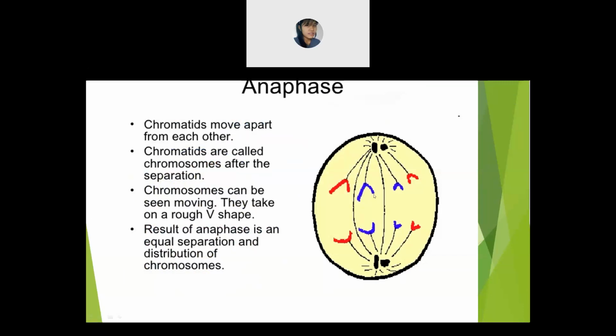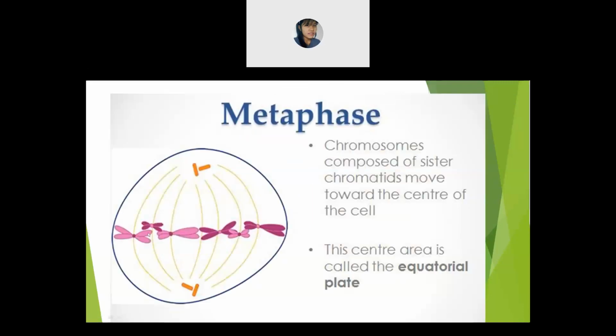And anaphase, what will you get? They were in the middle, right? Now what will they do? The chromosomes will pull each other now, in order to get separated. Means they will pull each other now so that they will be separate.